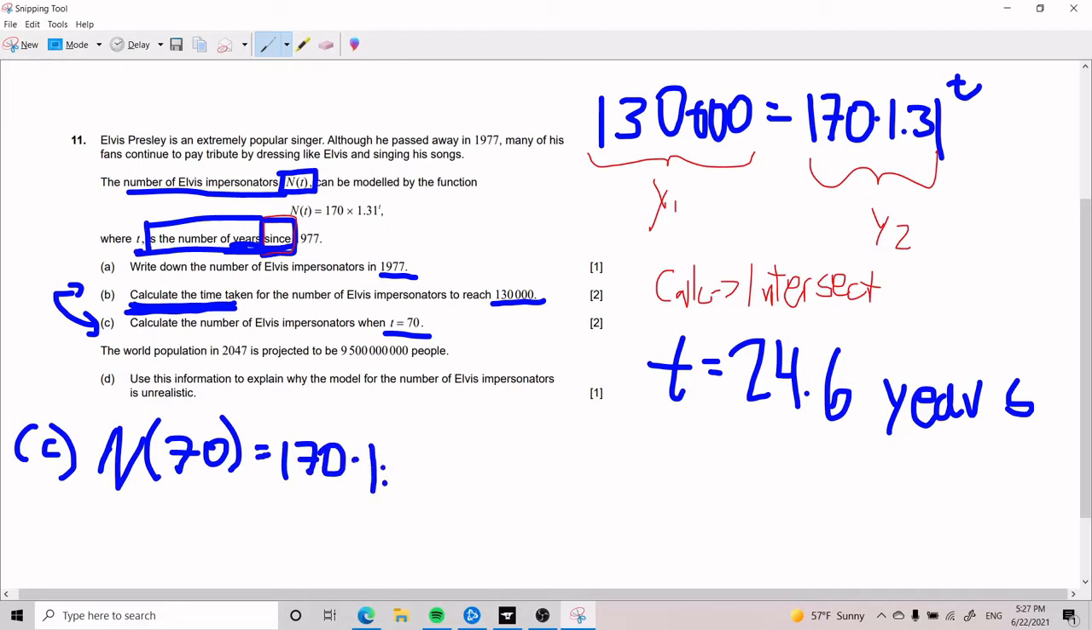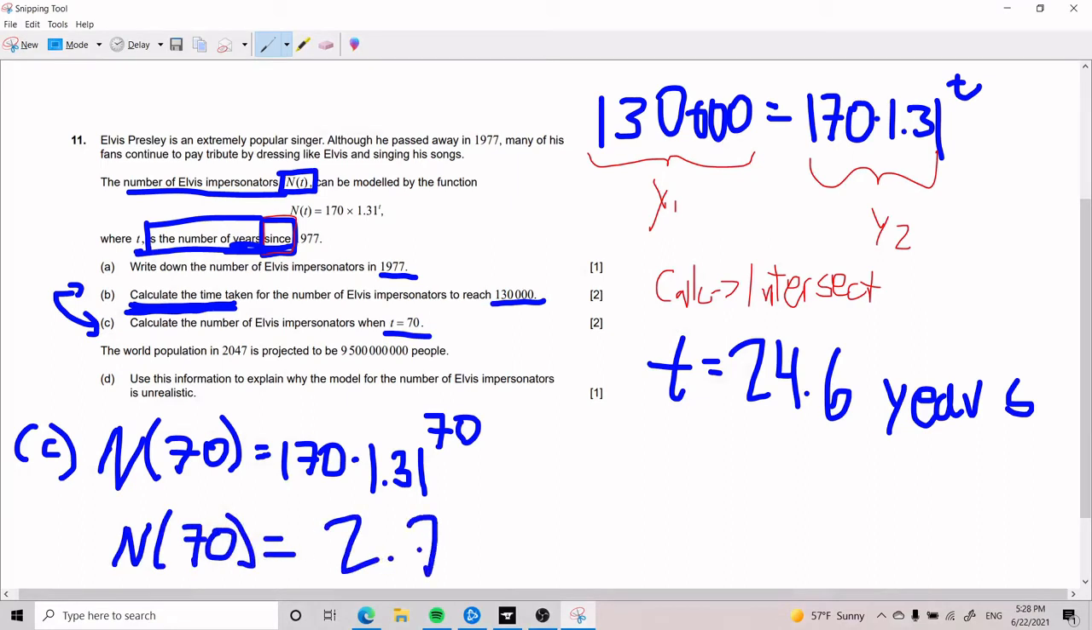Plug in 70 for t. And by the way, this in itself is already a whole point, just setting it up. You pop this all into your calculator, and you end up with something like 2.75 times 10 to the power of 10.